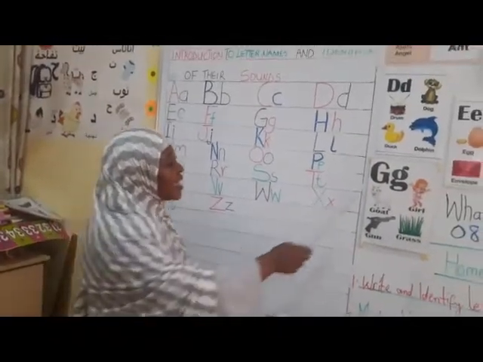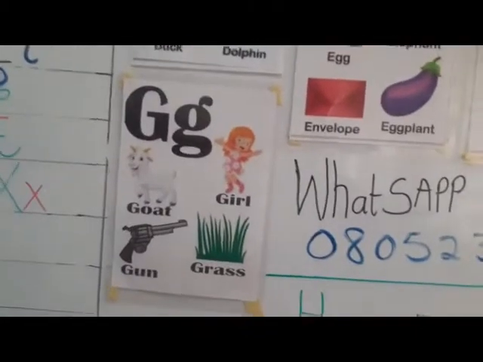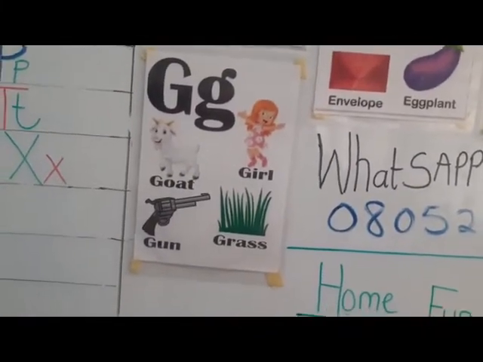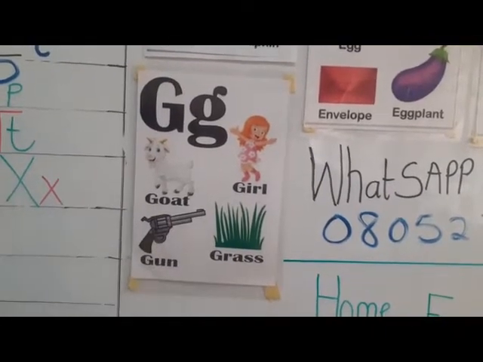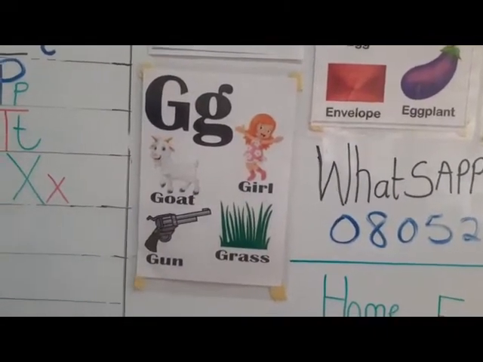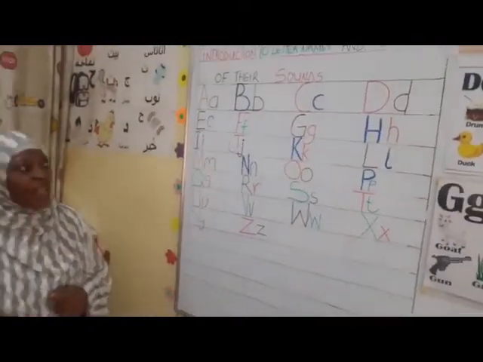As in girl. As in goat. As in gun. And as in grass. Good children. I trust you are all saying it after me at home.